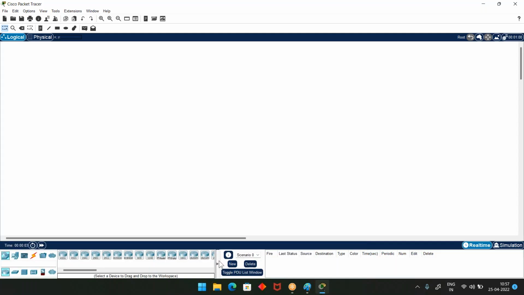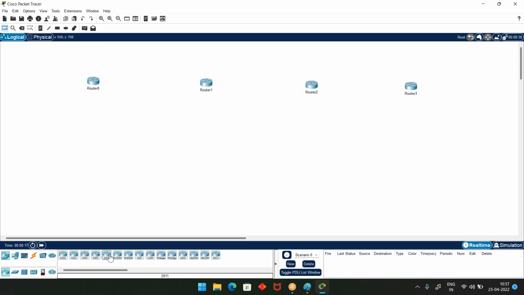Okay. Let's take a few devices here: R1 router, R2 router, R3 router, R4 router, and R5 as well. This is R1, R2, R3, R4, and R5. These are the 5 devices.